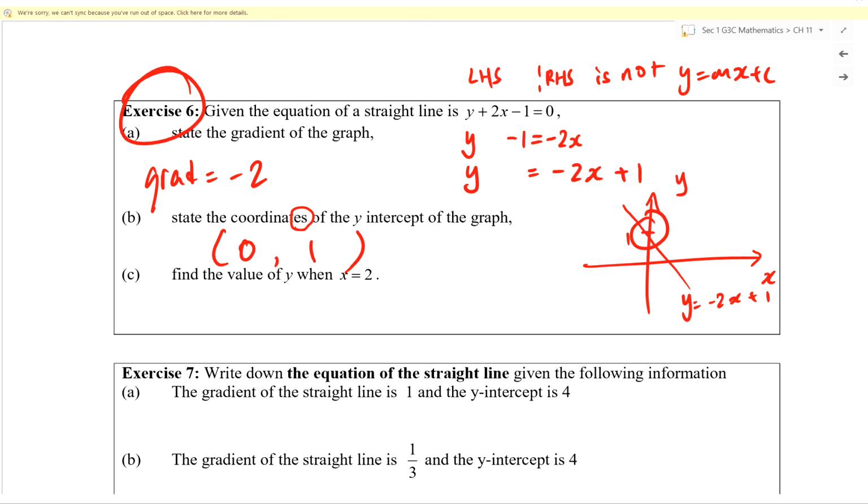I've got an equation, y plus 2x minus 1 equals 0. This is an equivalent equation. It is the same equation, y equals negative 2x plus 1. They want the value of y. They tell you the value of x. What can we do?